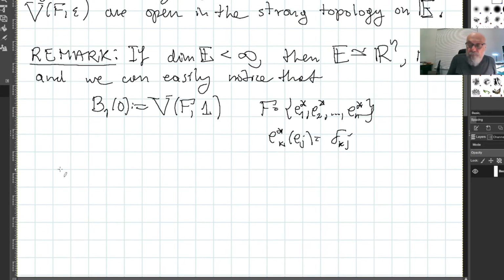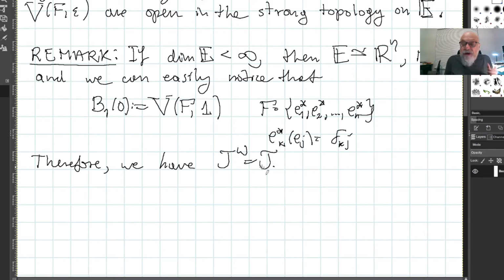Therefore, we have that the weak topology in this case is equal to the strong topology. So there is no difference between these two topologies. No difference. However, in the case the space is infinite dimensional, that's a big difference. So let's formulate it as a lemma.